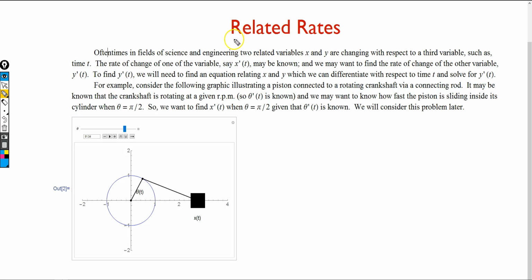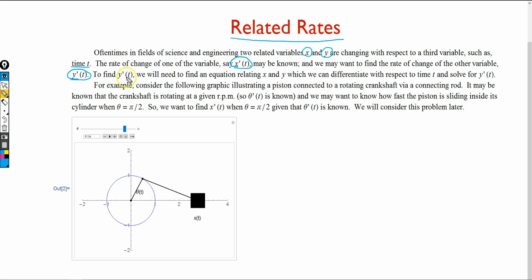We're now going to study the topic of related rates. Oftentimes in fields of science and engineering, you'll have two related variables like an x and a y that are changing with respect to a third variable, oftentimes time t. And you will know the rate of change of one of the variables, like let's say you might know x prime of t, and you'll want to find the rate of change of the other variable, so you'll want to find y prime of t.